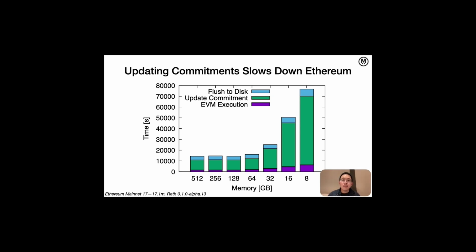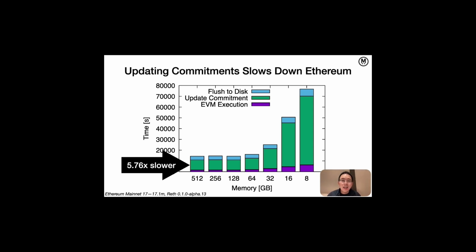1, EVM executes the transactions. This is the real useful work, like processing, validating the transactions. The second step, updating the state commitment, or state merklization. And third, writing all this work results back to the disk. So if you compare the purple part and the green part, which is running transactions and the state merklization, you will realize that actually the green part takes the majority of the time, and actually it does.